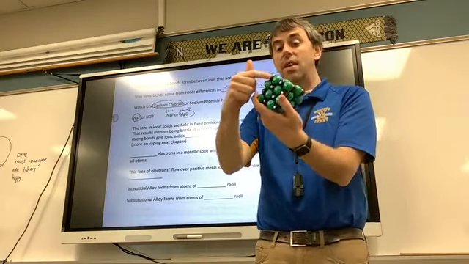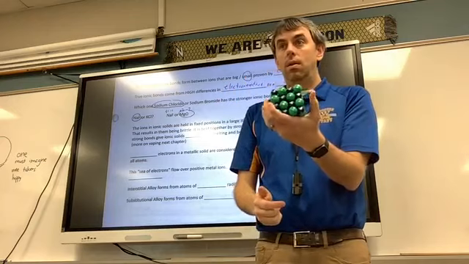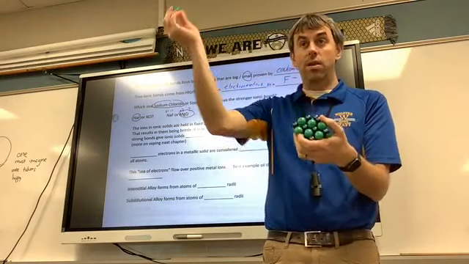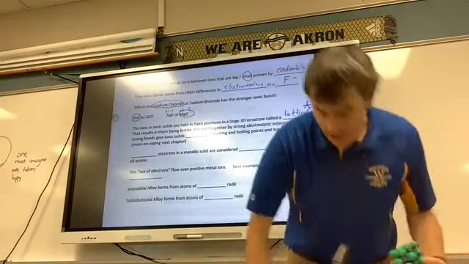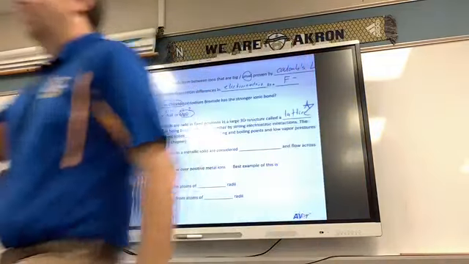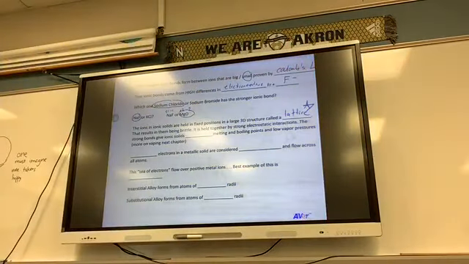Positives align with the negatives, negatives align with the positives. So this is a lattice structure. So here's one ion, here's another ion. Don't lose my ions. There's one missing somewhere here. But you guys can pass that around. It's just kind of fun to play with.